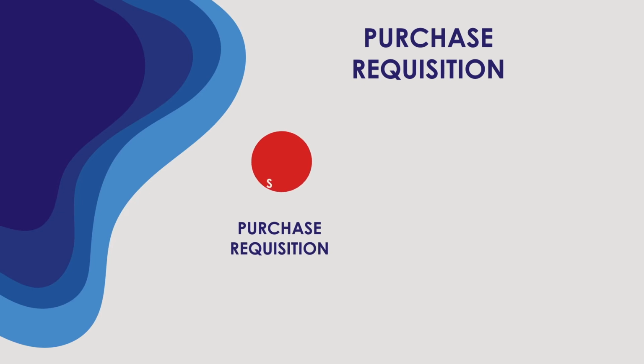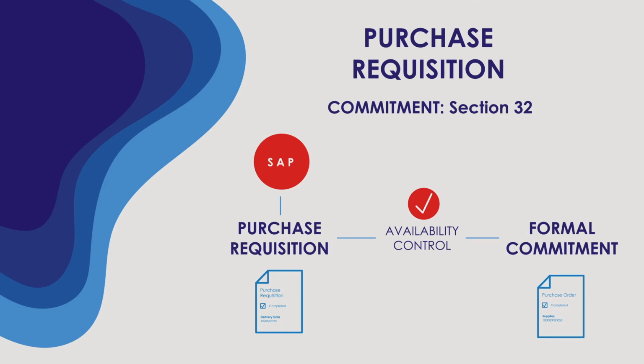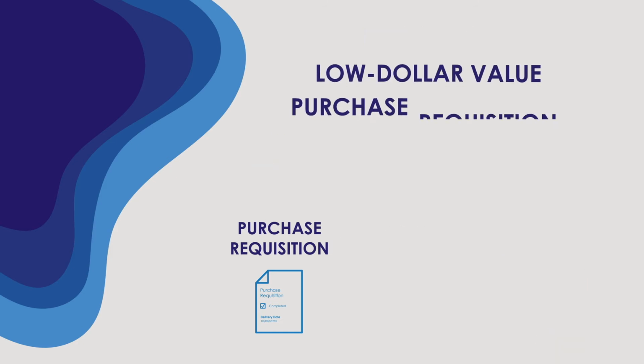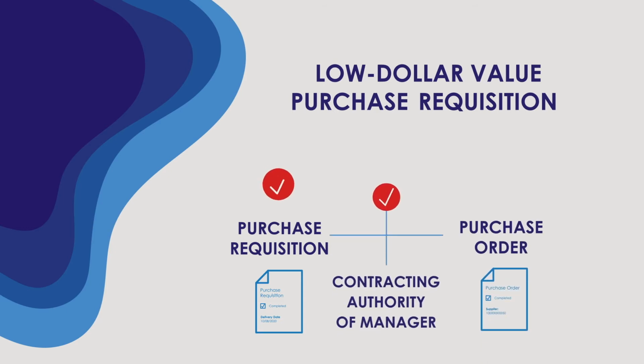Completing a purchase requisition in SAP means that the commitment, also known as Section 32, will be digitally recorded in the system. Once a purchase requisition is created in SAP, an availability control is completed in the system to confirm that funds are available prior to sending it to the cost center manager. Upon the cost center manager's approval, the formal commitment is created and will consume the budget. For all low dollar value purchase requisitions, the purchase order will be automatically generated once the purchase requisition is approved.